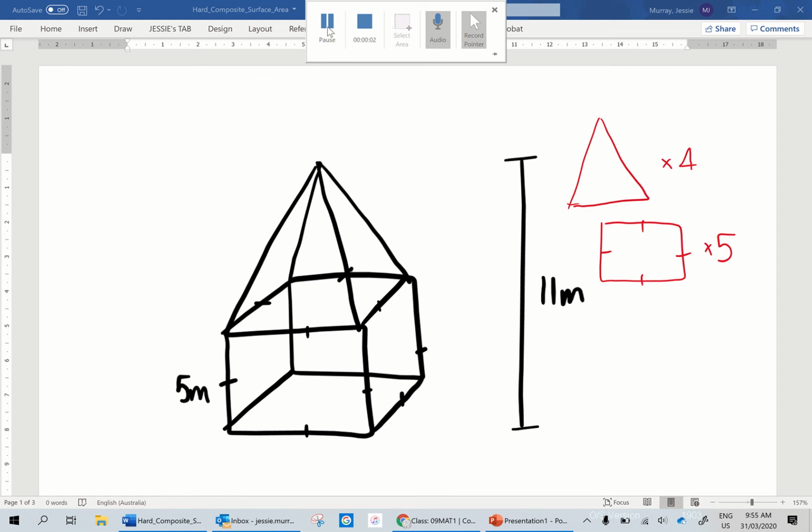Good morning, guys. All right, here are the worked solutions to those pretty hard surface area questions from yesterday.